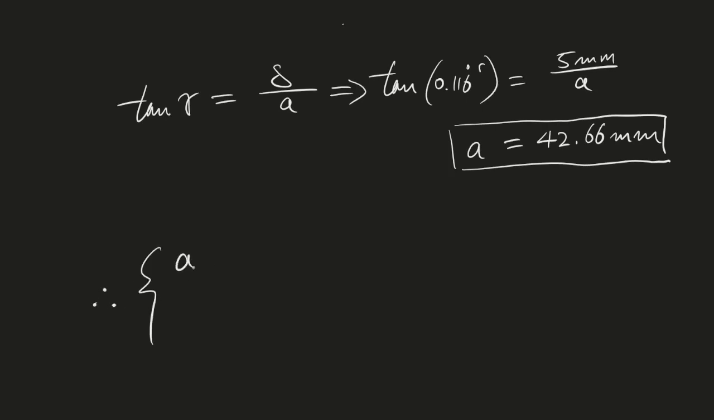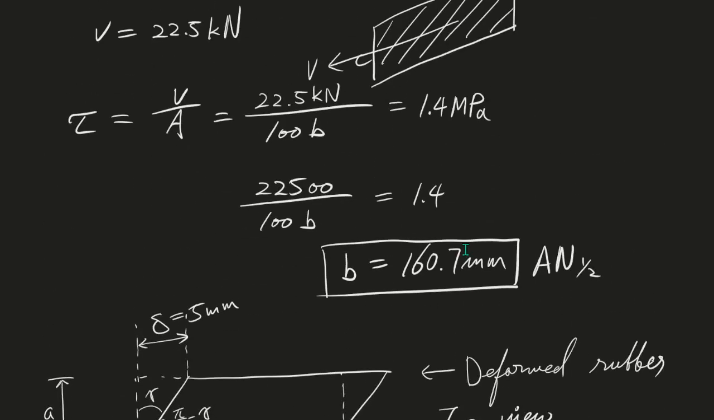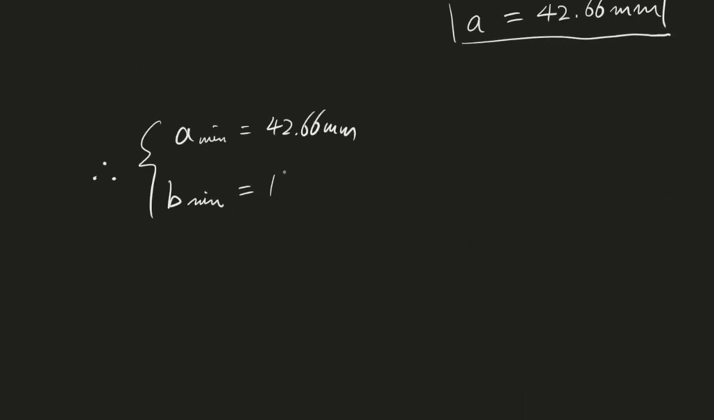Therefore, A minimum is 42.66 millimeters. B minimum would be 160.7 millimeters. And there you go, that's our answer.